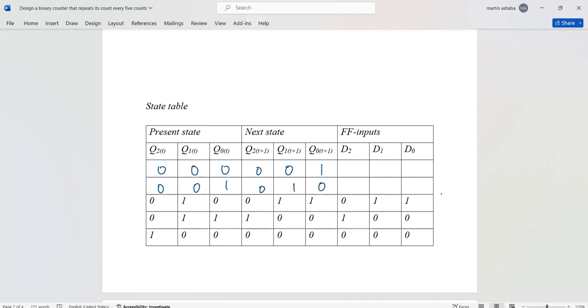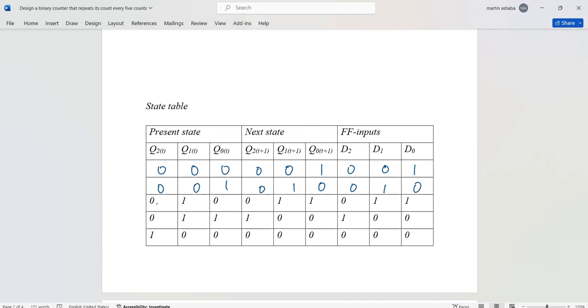So what is now the value of these inputs at the flip-flop? So D2, we said these D values depend on the status of the next state. So here we see that D2 is going to depend on Q2, D1 is going to depend on Q1, D0 is going to depend on Q0, of course the next states. So this one obviously is 0, this is 0, this is 1. This one is 0, this is 1, and this is 0. So the rest you can fill up by following that mechanism.